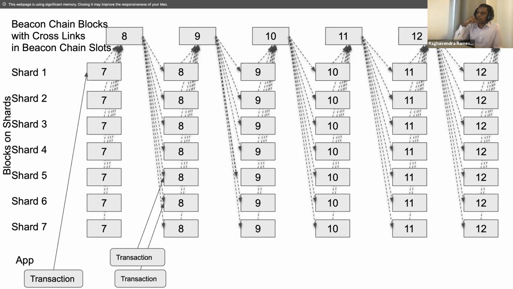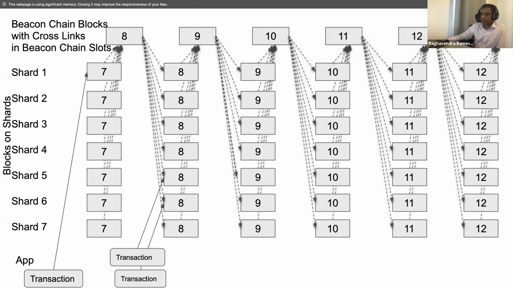The interesting concept here is, let's consider the post state of shard 1 after executing block number 7. The Merkle root of that state is kept in beacon block number 8. In fact, that's precisely what is called a crosslink. So a crosslink is nothing but a Merkle root of the post state of a shard. In fact, the beacon block will maintain 64 such crosslinks, one for every shard.